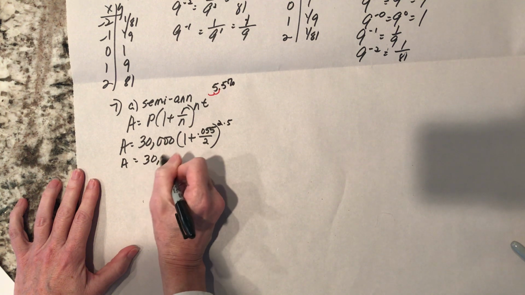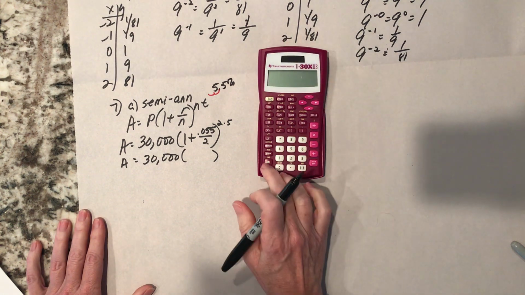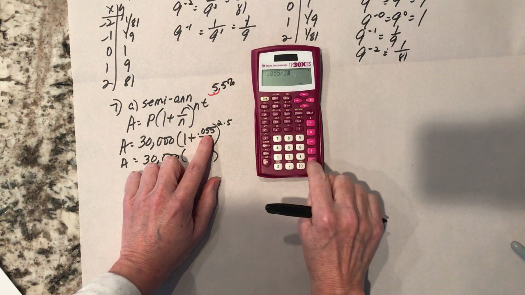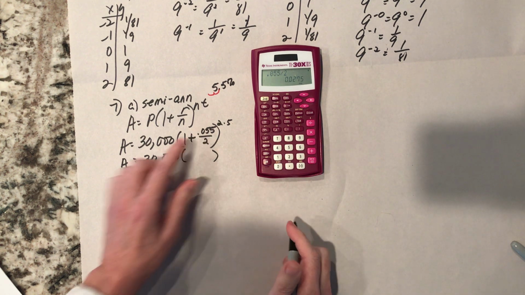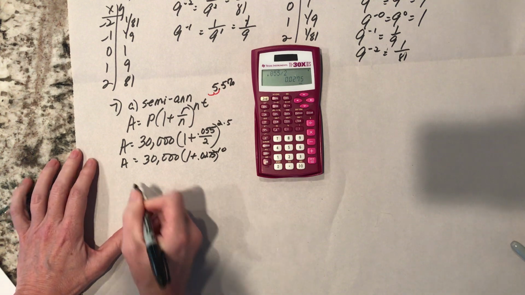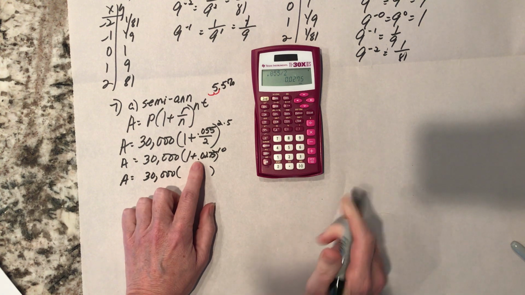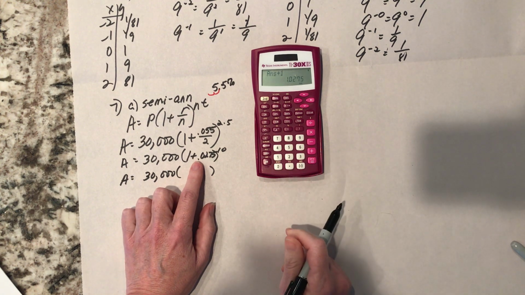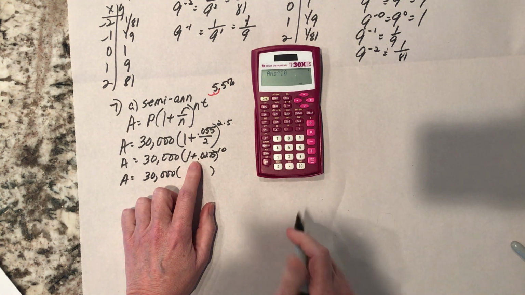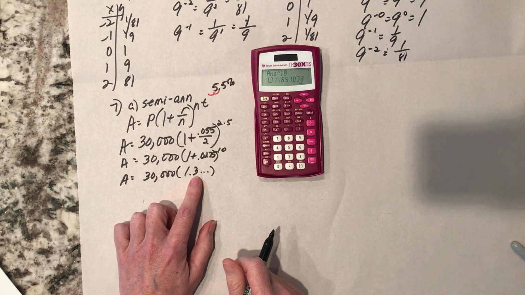So let's keep working this. Get your calculator. 0.055 divided by 2 gives us 0.0275. 2 times 5 is 10. I'll take care of that now. 30,000 times 1 plus 0.0275 gives us what's in the parentheses. I'm going to raise that to the 10th power. And I'm getting a mess. It's good enough for me to hold that place. I'm not going to write all that down.